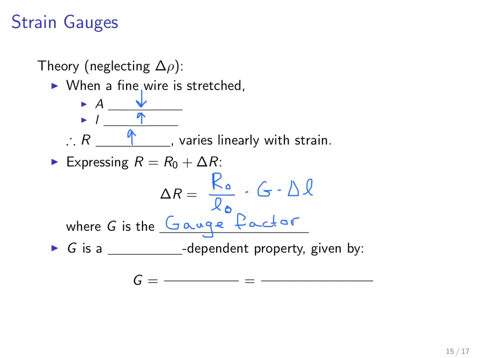G is a material-dependent property that can be defined mathematically as the ratio of the change in resistance to the change in length for a given conductor. Okay? And you can restate this as being the fractional change in resistance divided by unit strain.